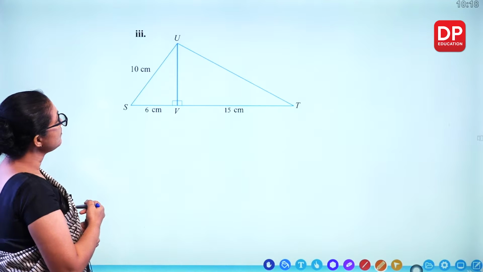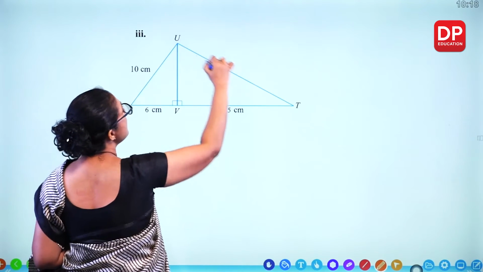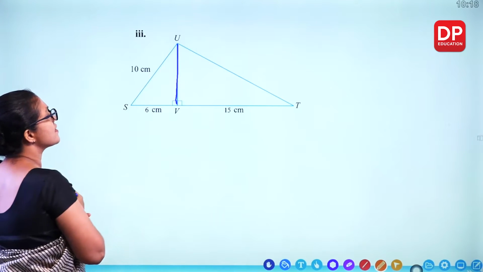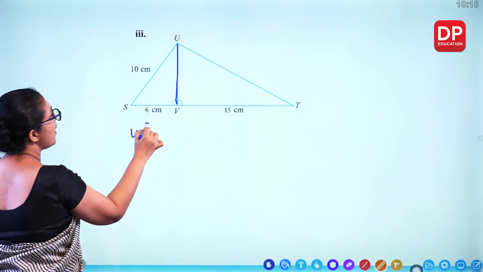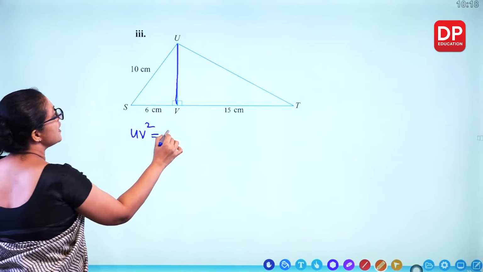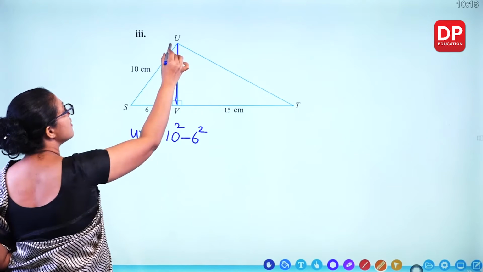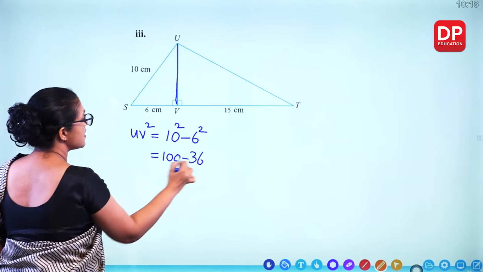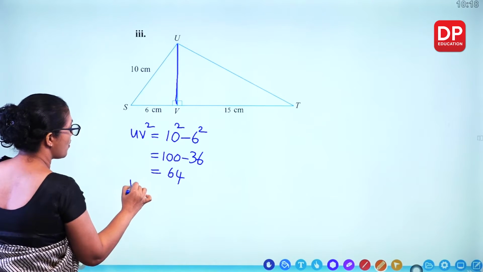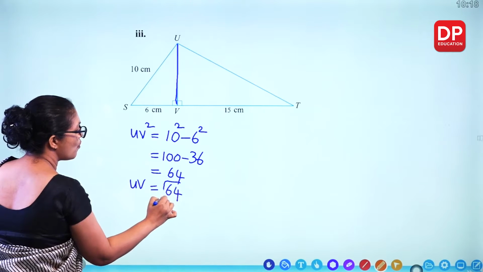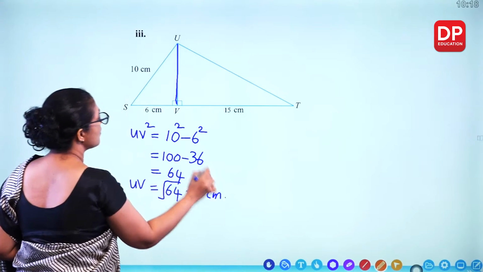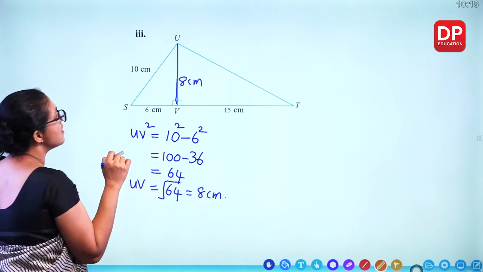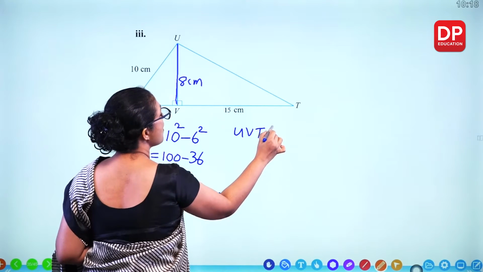This one. To find the perimeter, you need this length. To find this length, you need to find this length first. So what is UV squared? 10 squared minus 6 squared, when you take this triangle. So 100 minus 36 is 64. When you take the square root of 64, you get 8 centimeters. So that's this length.